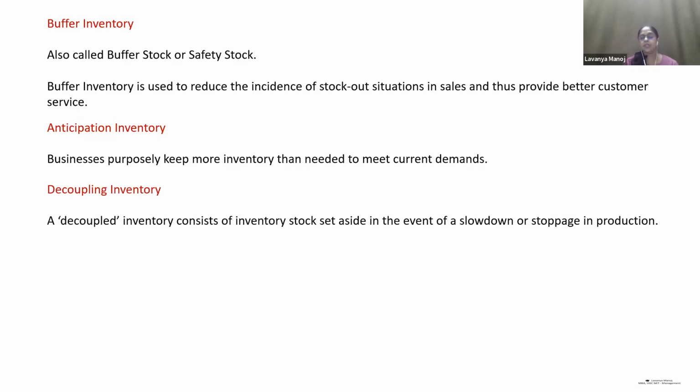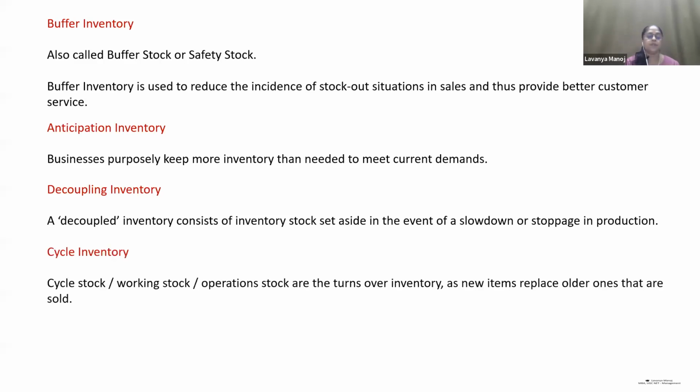Decoupling inventory is used if there is a sudden slowdown or stoppage in production due to a machine breakdown, and the expected stock cannot be produced by the end of the day. In those cases, decoupling inventory can be used.